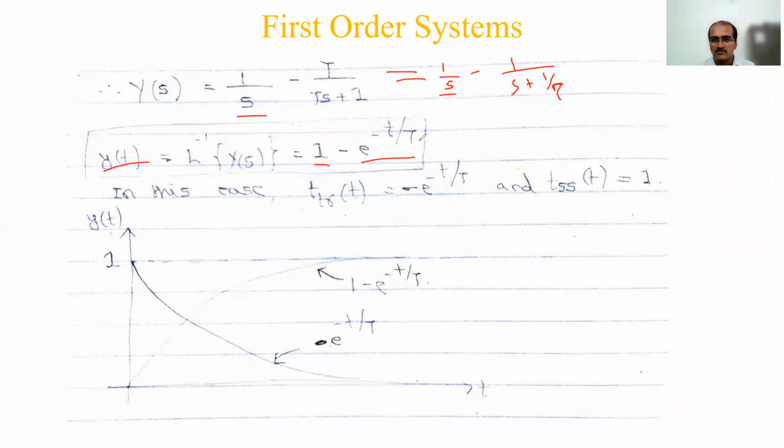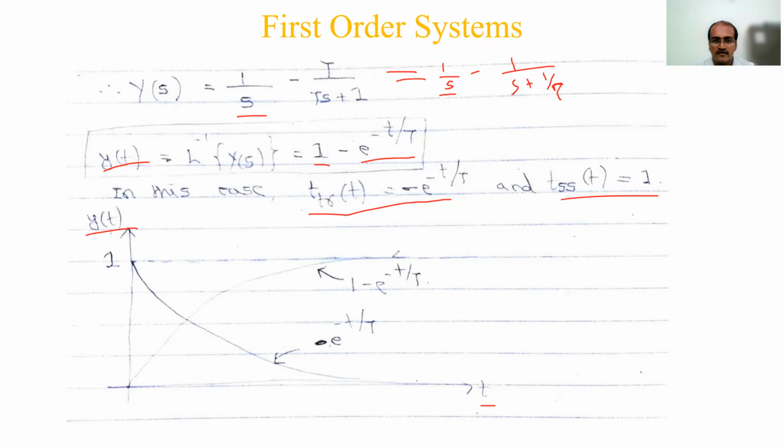We understood in the previous session that the time response will have a transient as well as a steady state part. You can identify here that the transient part is the minus e to the power minus t by tau, and the steady state part is 1. That can be indicated graphically like this. It is y of t with respect to t, time domain analysis, and this is the final steady state.